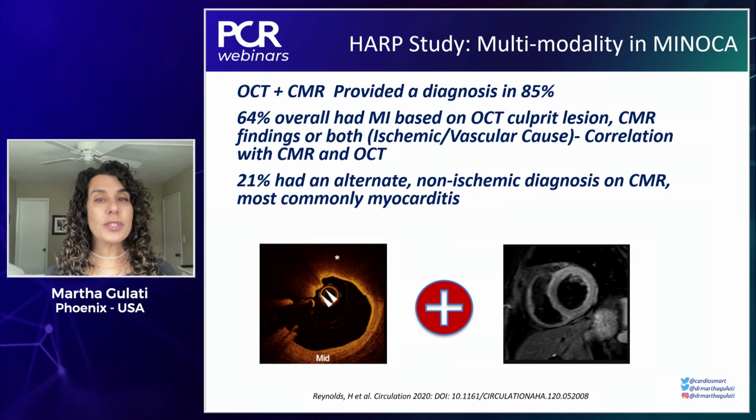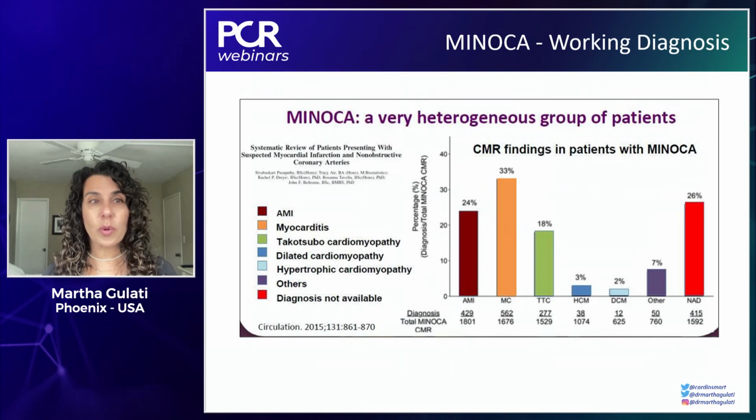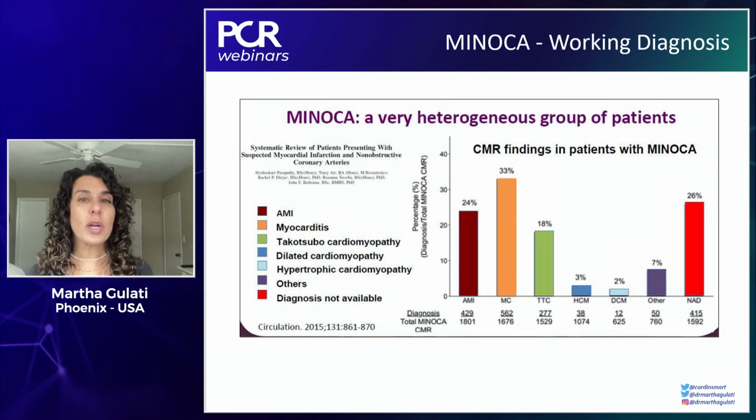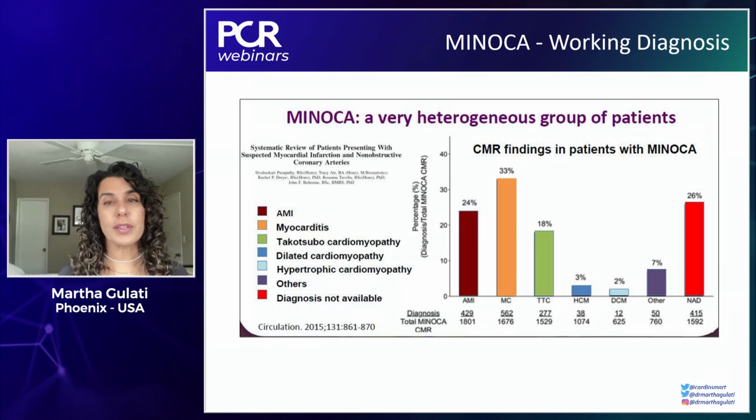Now, 21% of them got an alternative diagnosis from CMR, usually the non-ischemic causes. And the most common one was myocarditis. And just to remind you, that isn't unusual, because MINOCA is very heterogeneous.